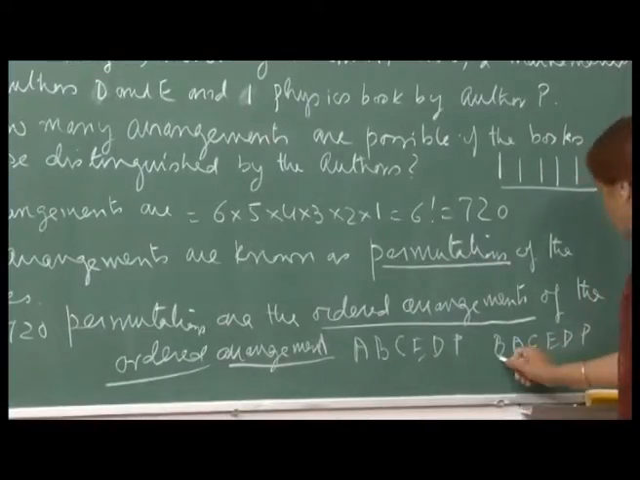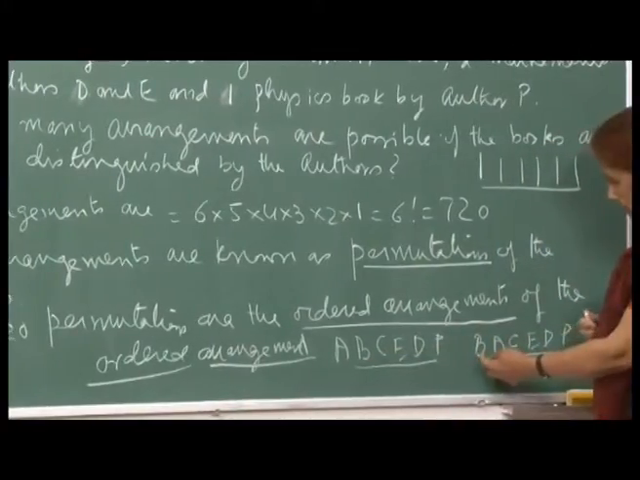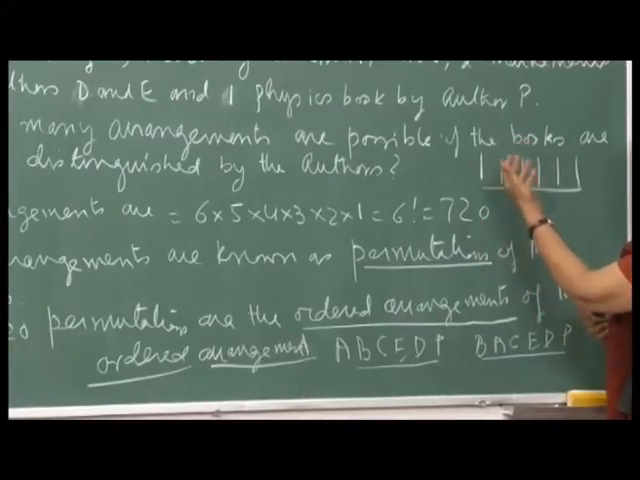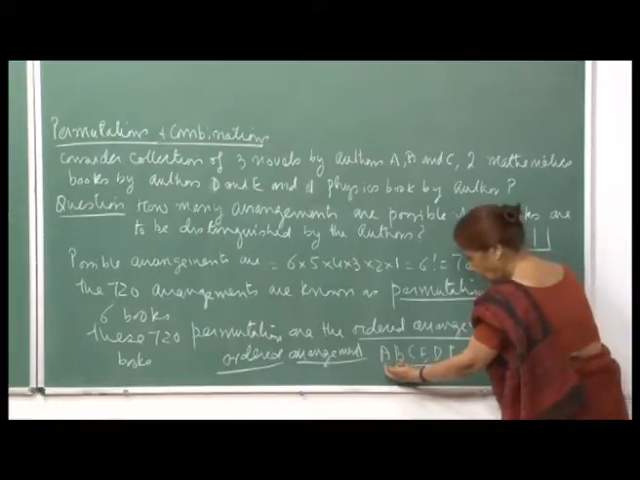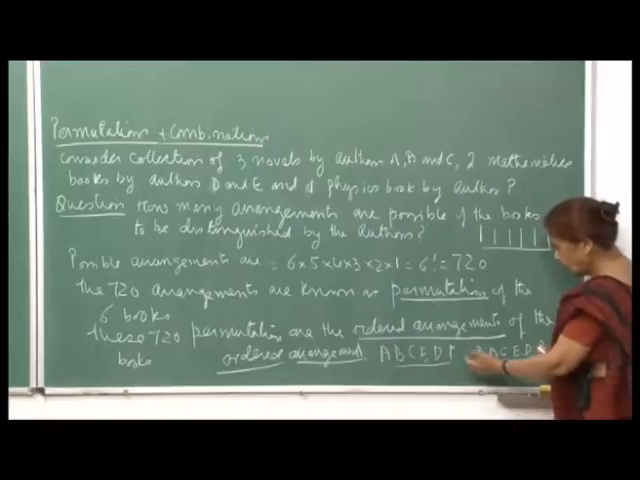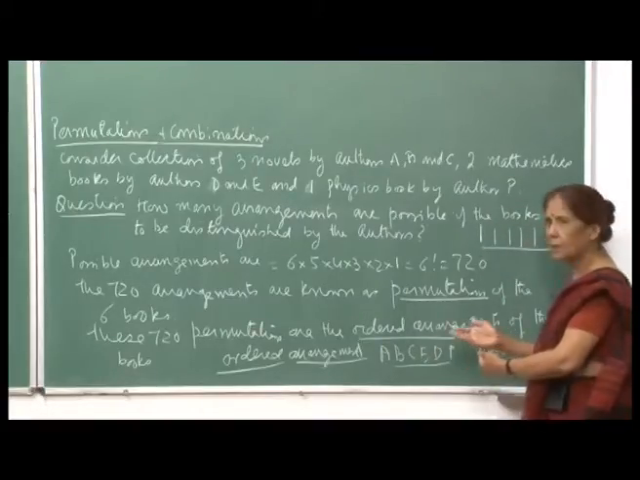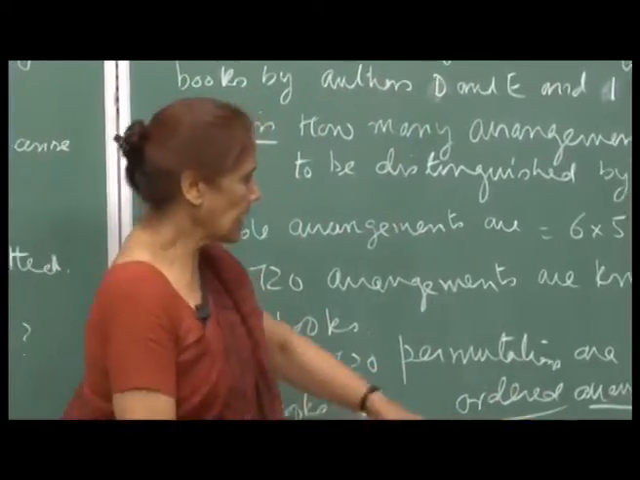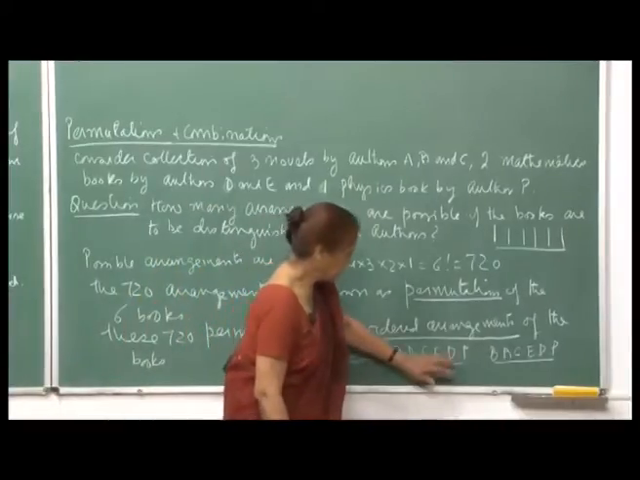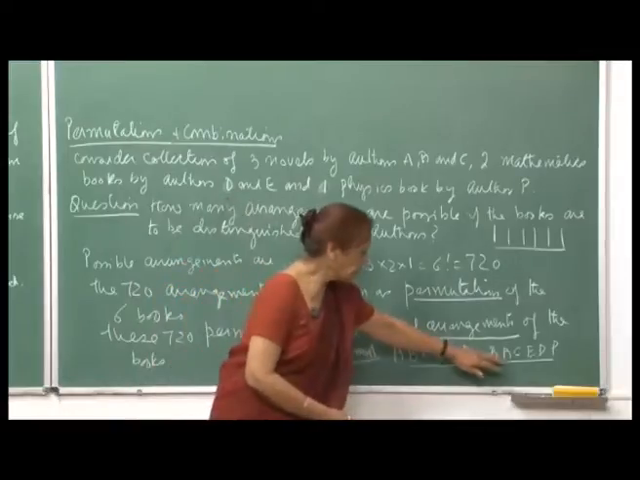EDP, then you see this arrangement is different from this, because now here the second author, if you call the book by B the second novel, then the second novel is occupying the first place, and the novel by the first author is occupying the second place. So, here this order is also considered in this arrangement, and therefore, I will say that this arrangement is different from this one.